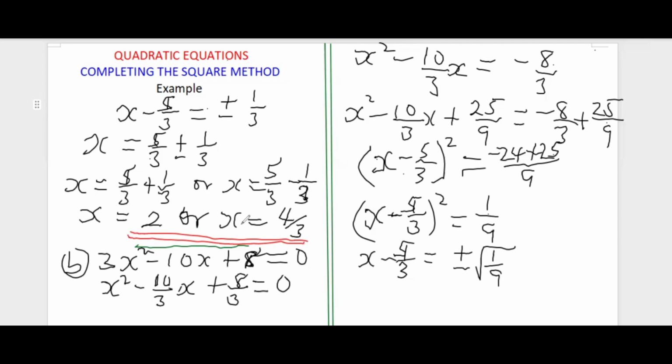We move on to the formula method, that people call the almighty formula.